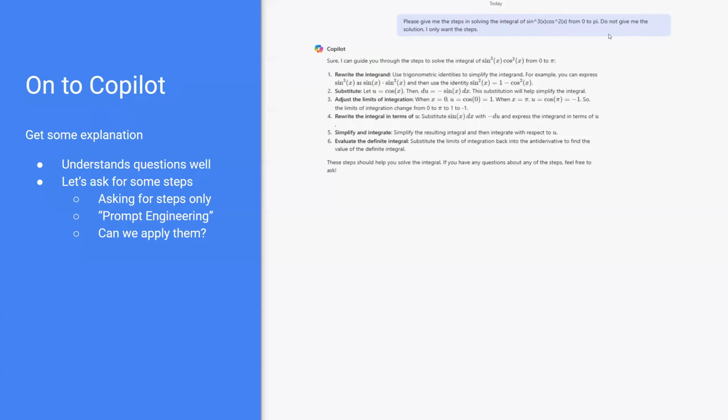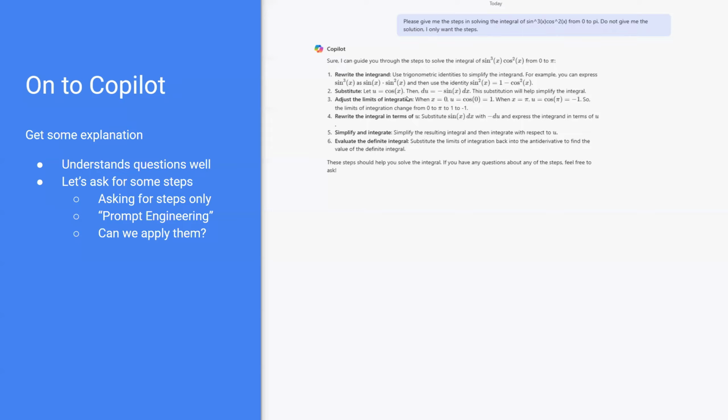So here I'm asking for the steps in solving the integral that we have. I say, do not give me the solution, I only want the steps. And this is Copilot's response. It says, first, rewrite the integrand, so sine cubed as sine times sine squared. And then use the identity sine squared of x equals 1 minus cosine squared of x.